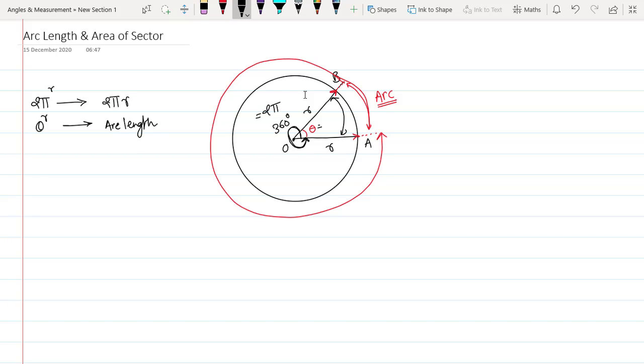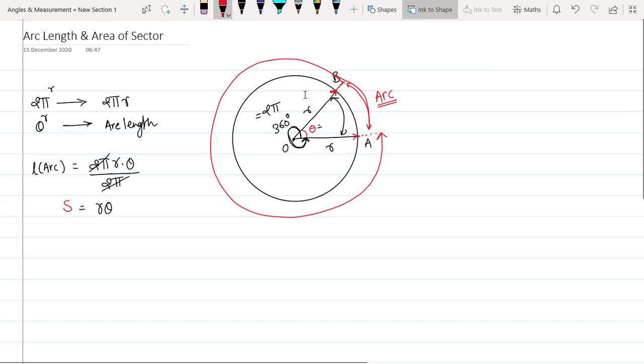So we'll represent it like this: length of arc is equal to 2 pi r into theta upon 2 pi. So this 2 pi gets cancelled and it is equal to r into theta, and the arc length is denoted by capital S. So make a note of this formula.